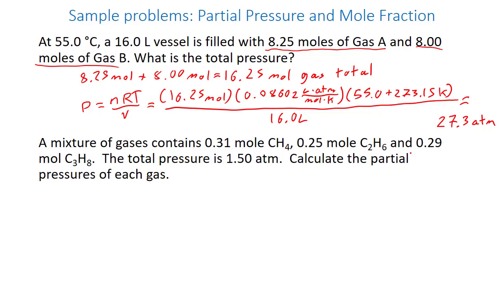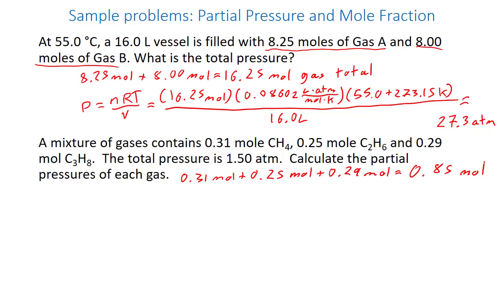For our final question, we have a mixture of gases that contains 0.31 moles of CH4, 0.25 moles of C2H6, and 0.29 moles of C3H8. The total pressure is 1.5 atmospheres. So let's calculate the partial pressures for each gas. In this case, once again, we sum the moles so that we can calculate the total and then use that to calculate the mole fraction for each gaseous species. And the sum here is 0.85 moles.